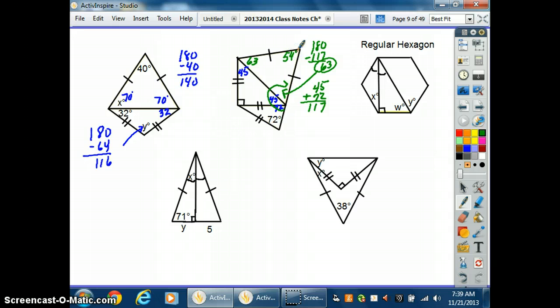The next problem. We have a regular hexagon. We know that sums to, let's see, it's regular, so 6 minus 2 times 180. That'll give me 4 times 180, which is 720. So if I take 720 and divide it by 6, each angle should equal 120 degrees. All right, if that's 120, and that's 90 right here, this angle here should be 30 degrees.